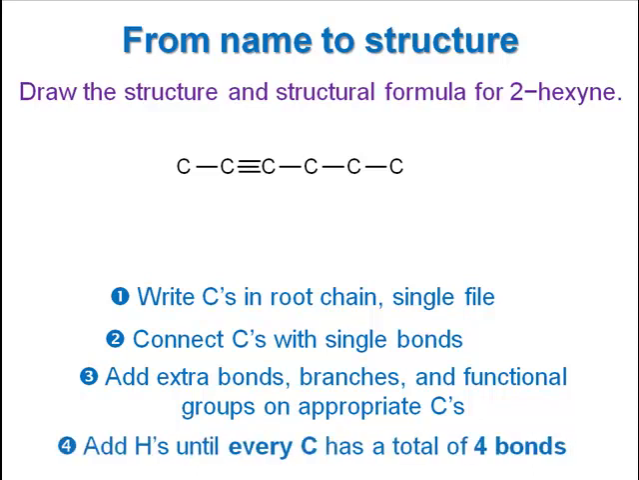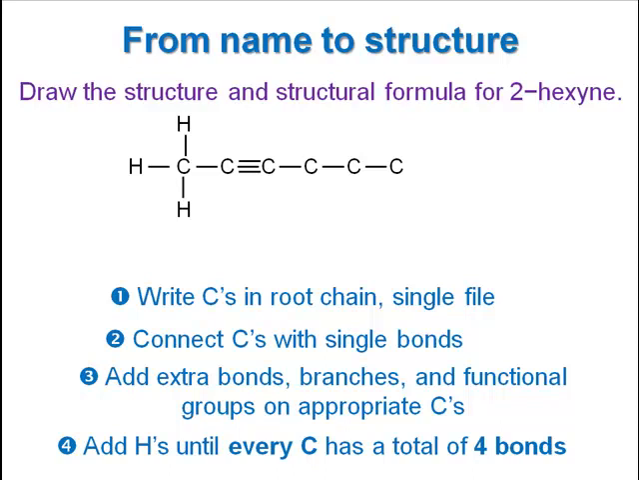Then the last step is you add hydrogens. Keep adding hydrogens until every C has a total of 4 bonds. Yes? Nope, it would just be flipped around. It's exactly the same. There's no difference. So, in this case here, this carbon's only got 1 bond, so I'm going to want to add 3 hydrogens to it.